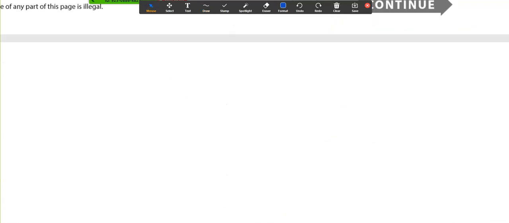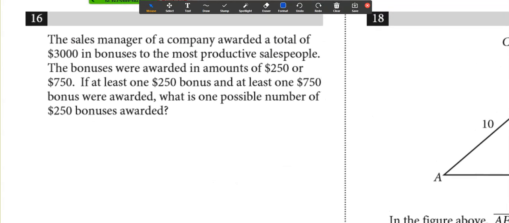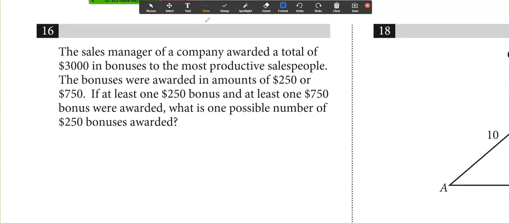Okay, so now we're into the non-multiple choice. A sales manager of a company awarded a total of $3,000 in bonuses to the most productive salespeople. The bonuses were awarded in amounts of $250 or $750. If at least one $250 bonus and at least one $750 bonus were awarded, what is one possible number of $250 bonuses? Well, if you've got $3,000 and you give away one $750 amount, how much do you have left?